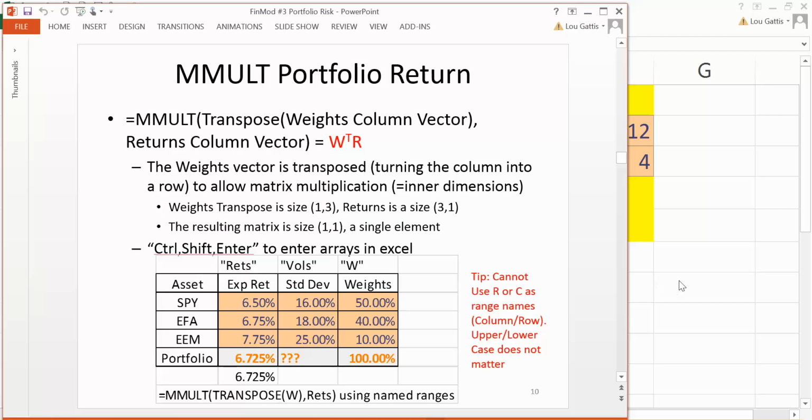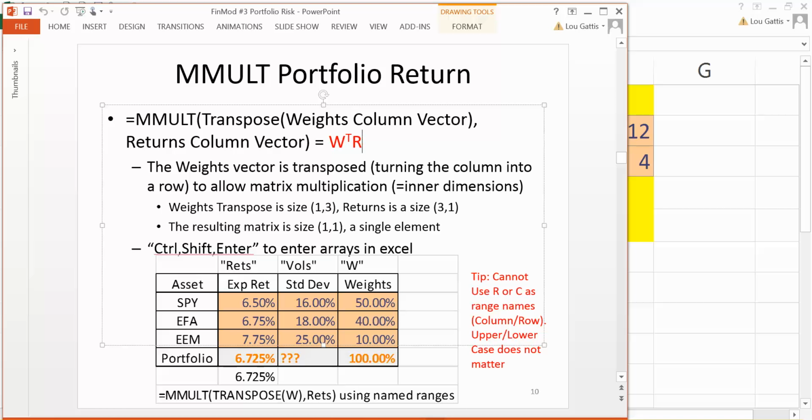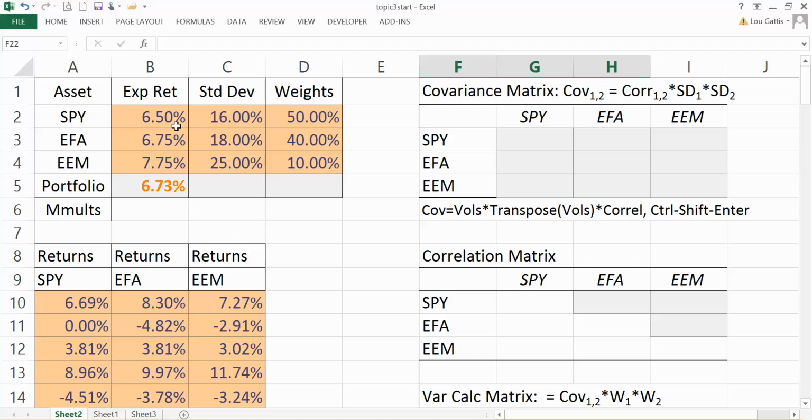So we can use this idea to calculate the expected return of a portfolio. One way of writing the expected return is W transpose R, or WTR. Now let's think about what that means. If we go back to our original problem here, let's give this a named range. Let's call this W.